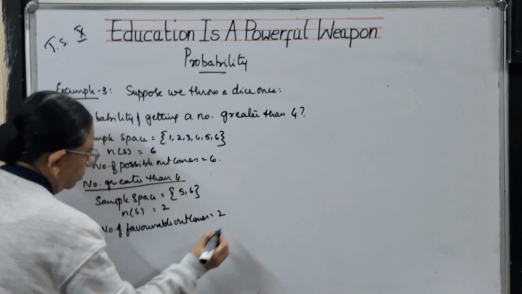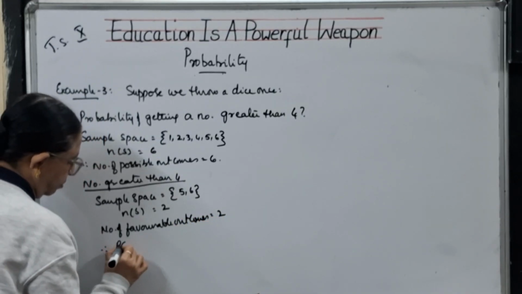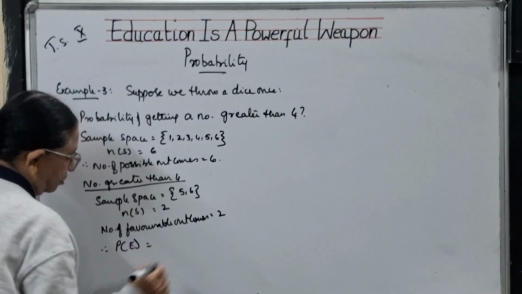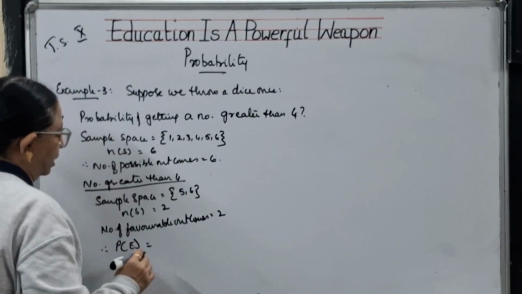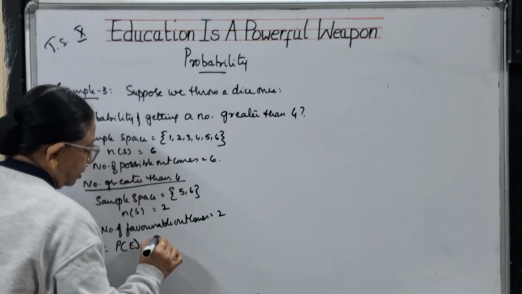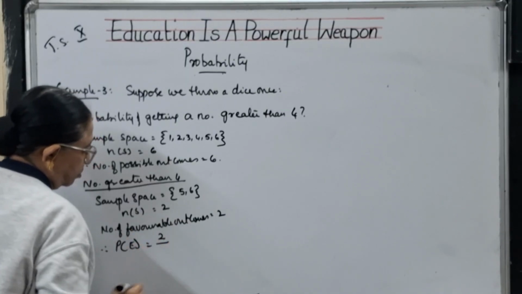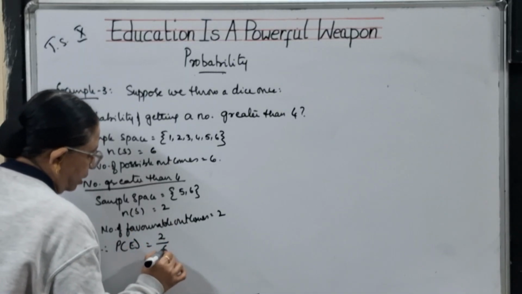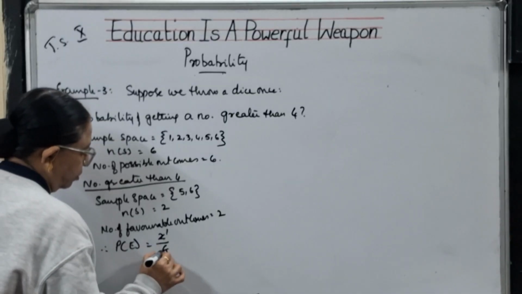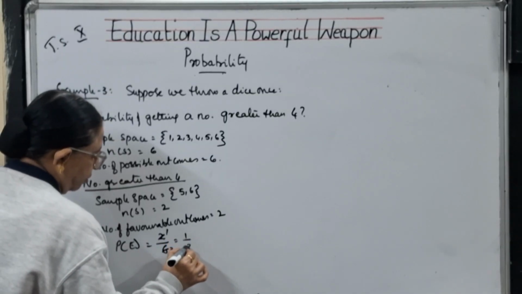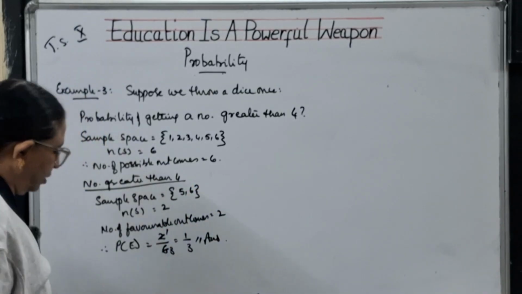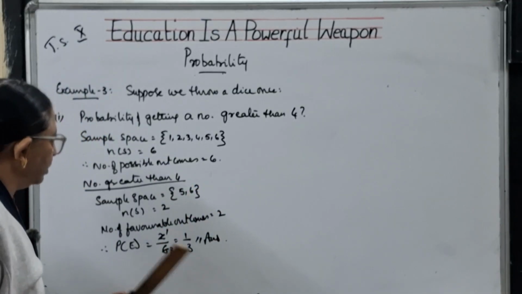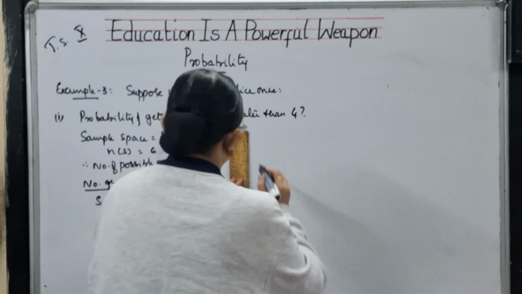How many? 2. Therefore, probability of the event that is asked. What is the event? Probability of getting a number greater than 4. So, this is nothing but the number of favorable outcomes by the number of possible outcomes. 2 ones are 2, 3 twos are 6. 1 by 3 is the answer for the first bit, children. So, let us go for the second bit.